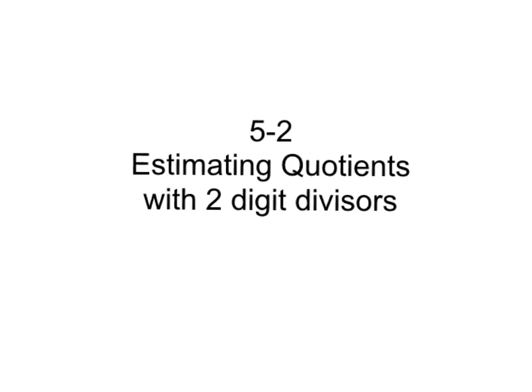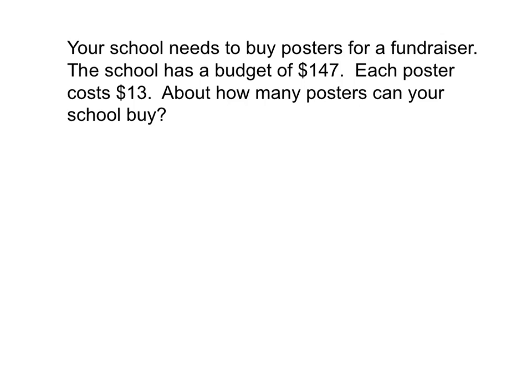All right, here we go with 5-2. Estimating quotients with two-digit divisors. It always comes back to estimating. Notice it keeps popping up in each and every single one of our units. That's a pattern.